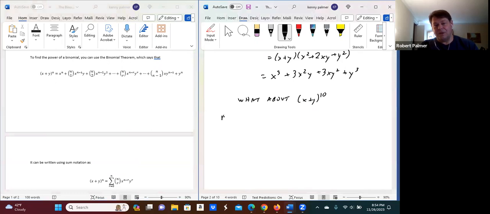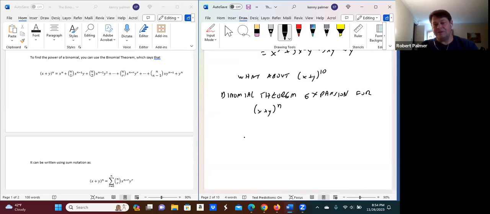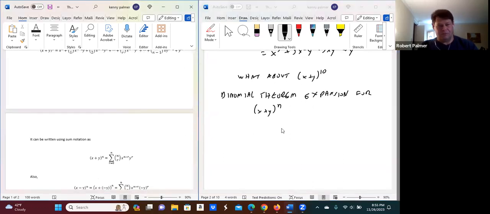So this is the actual binomial theorem expansion for x plus y to the n. And what this says, that equals, you can write it more concisely in sum notation, and we'll actually do an example like this.